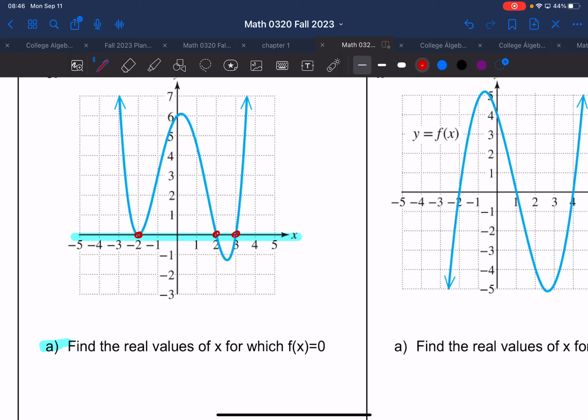What are those points? Left to right. -2, 2, 3. Good, so writing them as points, -2, 0. What's the next one? 2, 0. 3, 0. These are our x-intercepts.